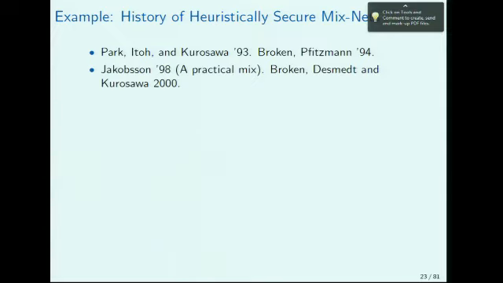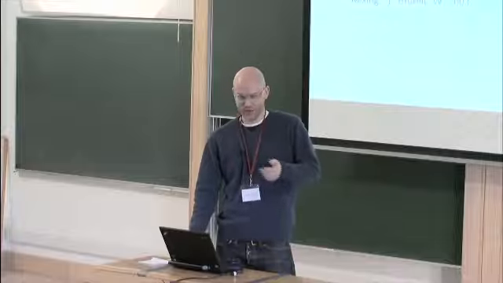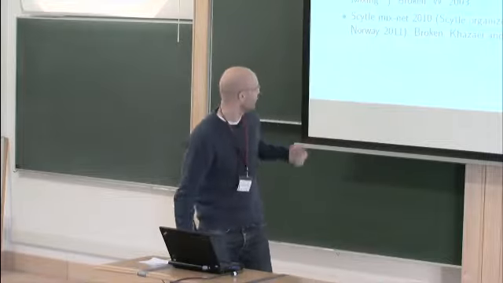Okay. So let me now try to motivate my point of view. This is the history of heuristically secure mixed nets. Okay? You have a scheme by Park, Ito, and Kurosawa. It was broken a year later. You have a scheme by Jakobsson. It was broken 2 years later. Another scheme by Jakobsson, also broken. Another scheme, also by Jakobsson, by chance it was broken, I broke it. There's another scheme, broken. And very recently, we looked at the scheme that was proposed by a company called Scytl.